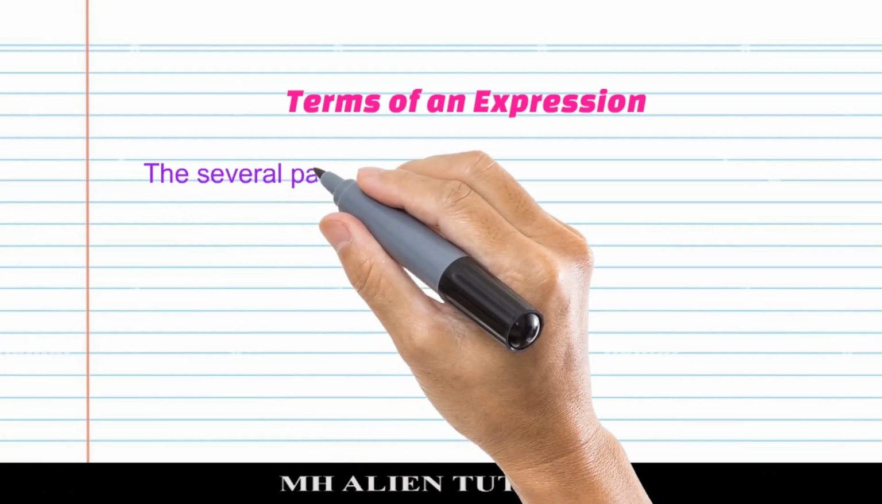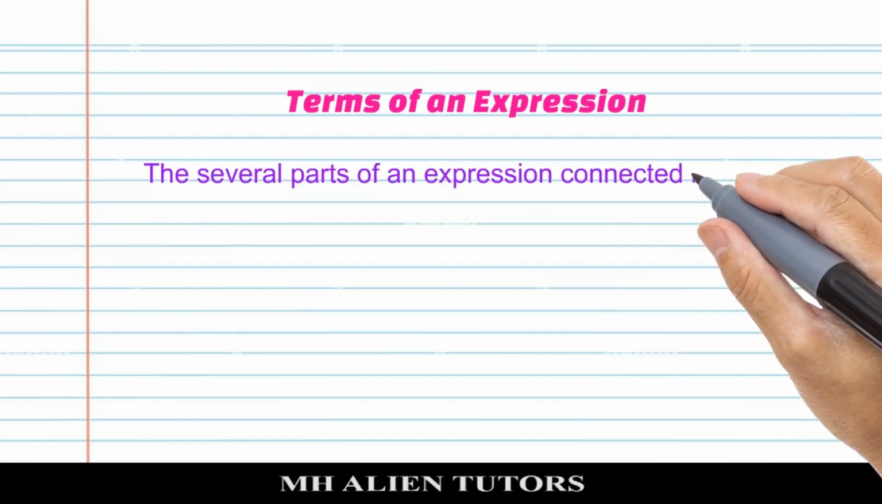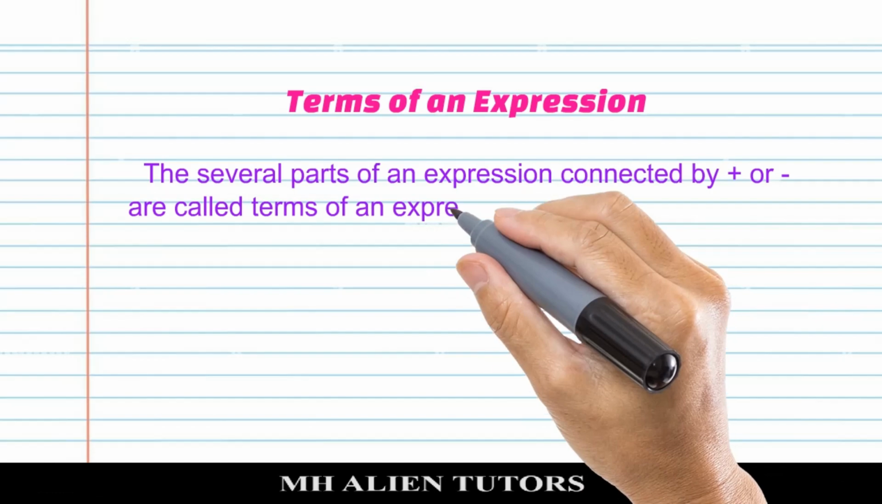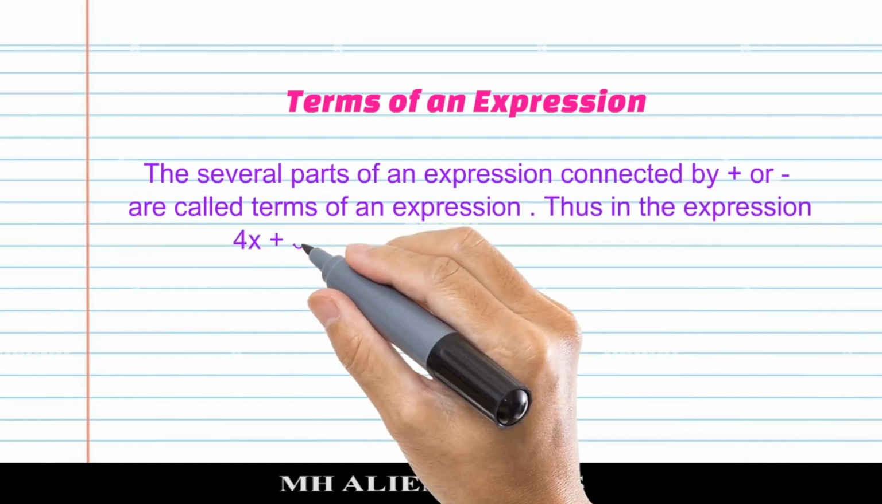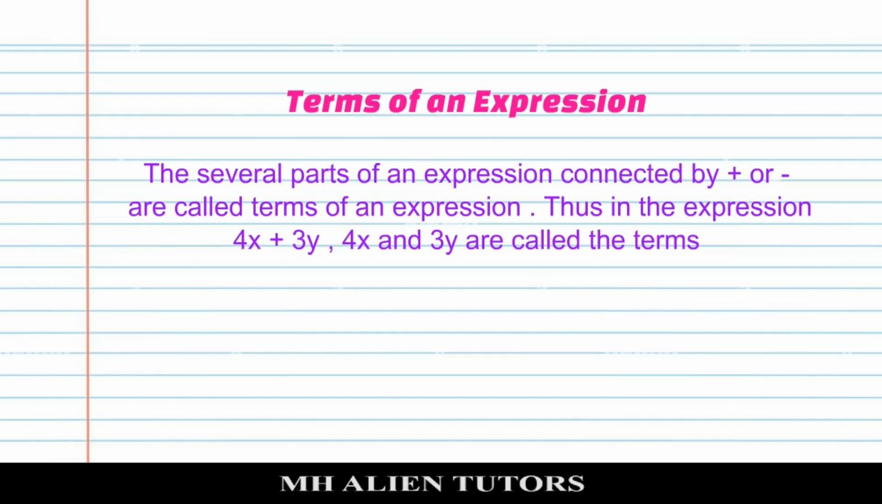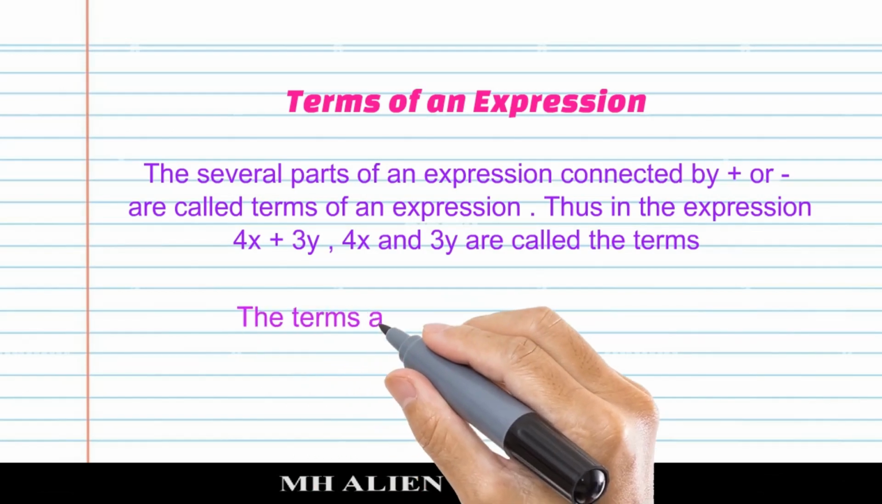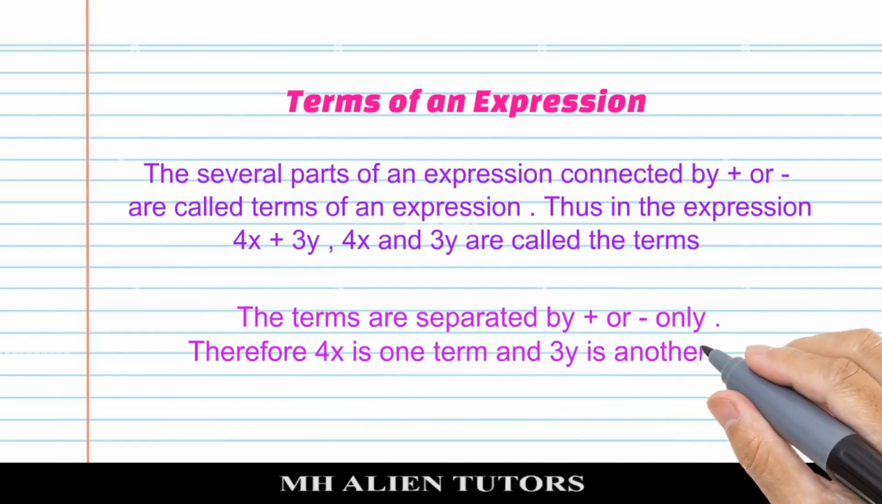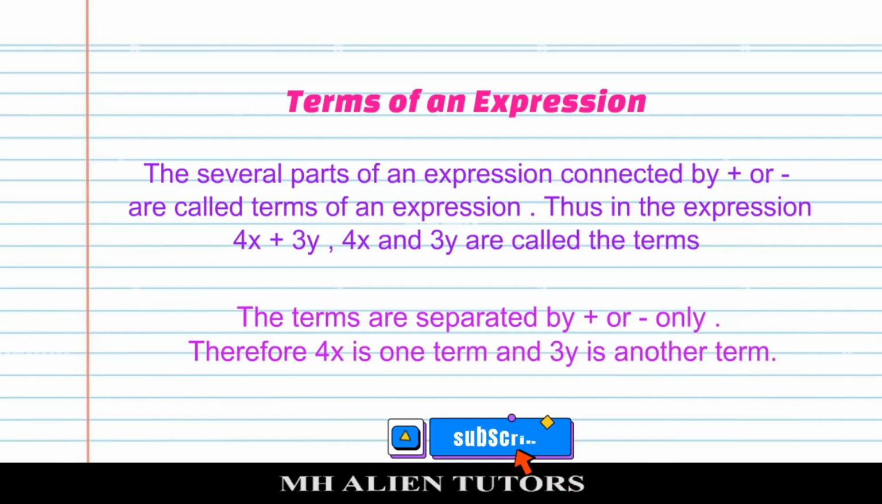The several parts of an expression connected by plus or minus are called terms of an expression. Thus, in the expression 4x plus 3y, 4x and 3y are called the terms. The terms are separated by plus or minus only. Therefore, 4x is one term and 3y is another term.